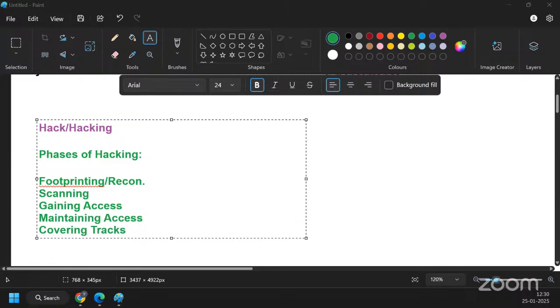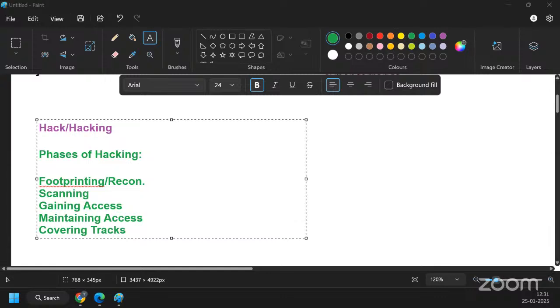That is why the very first thing we do is narrow down the search area we have. With the help of it, we will be able to gather the information regarding the victim. Then, once we have clear information that this is the target we have to compromise, after that we have the next phase, which is what we call scanning.